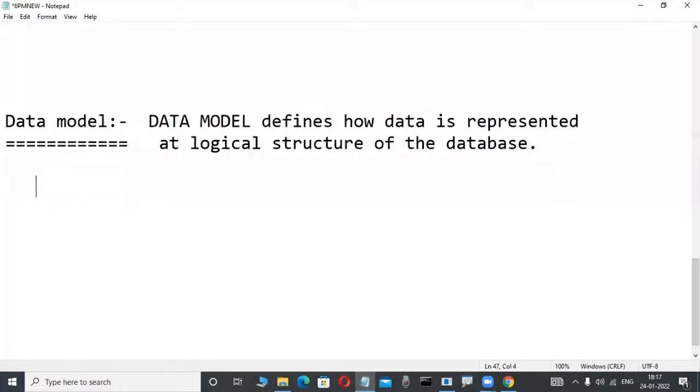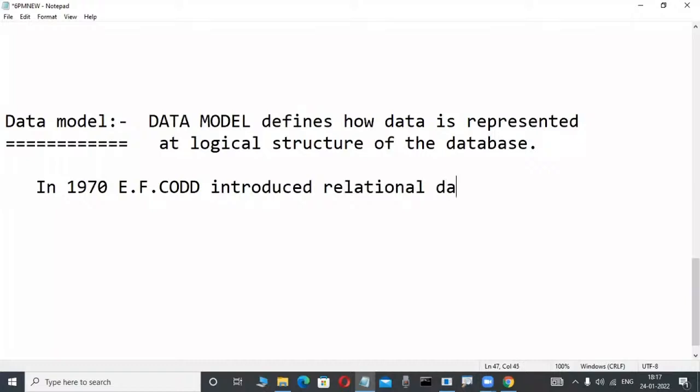Now concentrate here. Suppose from 1970 onwards this data model is there. Where Oracle fits in, we will learn next. First, just roughly observe. In 1970, E. F. Codd, don't write anything, just observe some new terminology. E. F. Codd is a mathematician who was working at IBM in those days, and he introduced the relational data model.